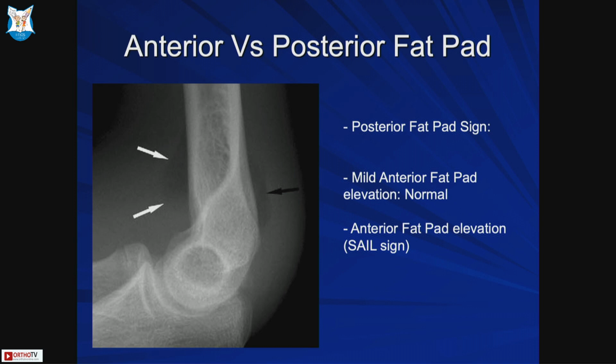Same with the fat pad, that you should remember when you have injuries around the elbow, that a posterior fat pad is never normal. An anterior fat pad is normal up to a certain range, and if it's significantly excessive, which is called a sail sign, then that is abnormal. So here you can see an example of a sail sign anteriorly, which is too much of a shadow anteriorly, and then a little bit of shadow on the posterior side, which is not normal.